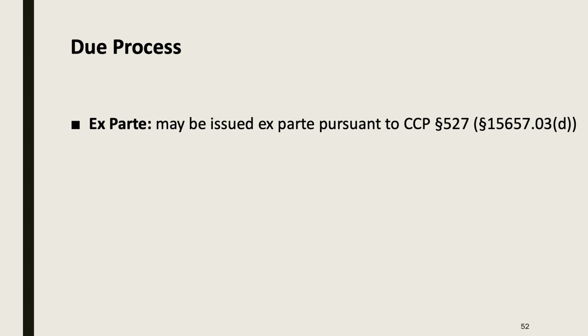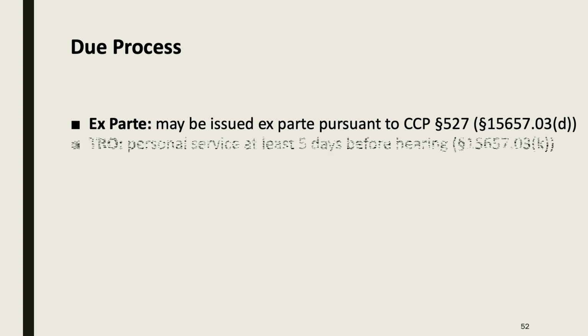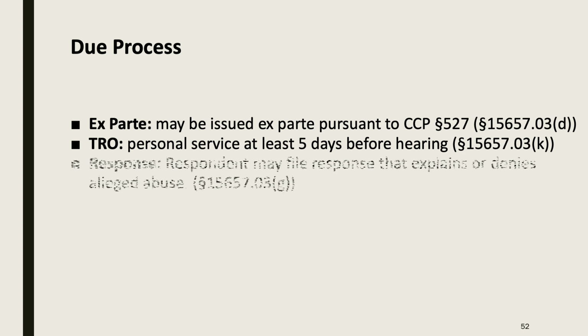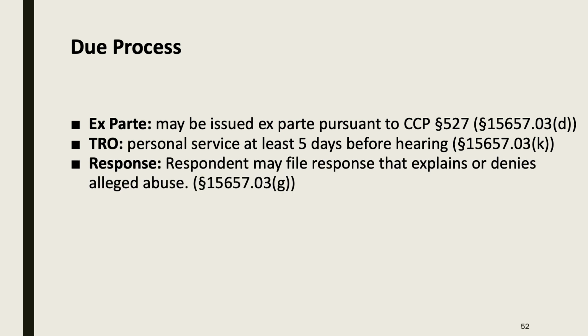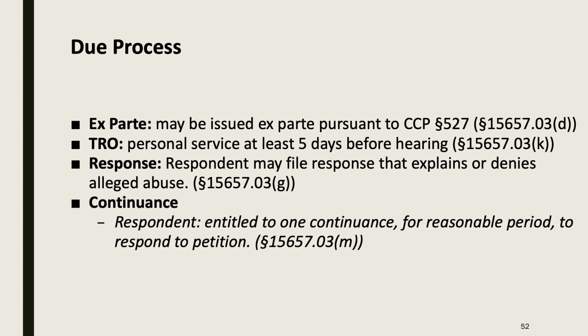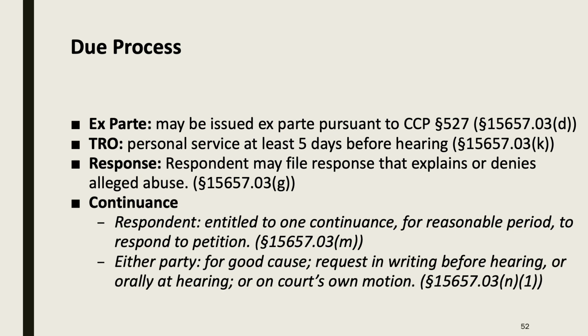For due process, ex parte orders can be granted. The TRO requires service at least 5 days before the hearing, and the response can be filed either explaining or denying the alleged abuse. And the person who needs to respond is entitled to one continuance for a reasonable period of time to respond, but of course either party can get a continuance for good cause or even on the court's own motion.